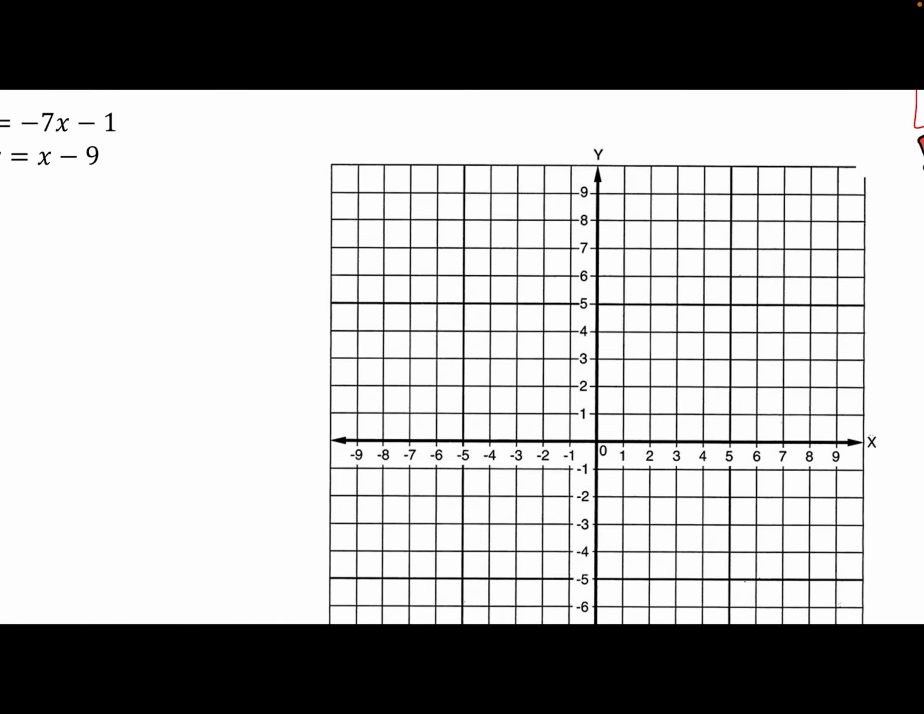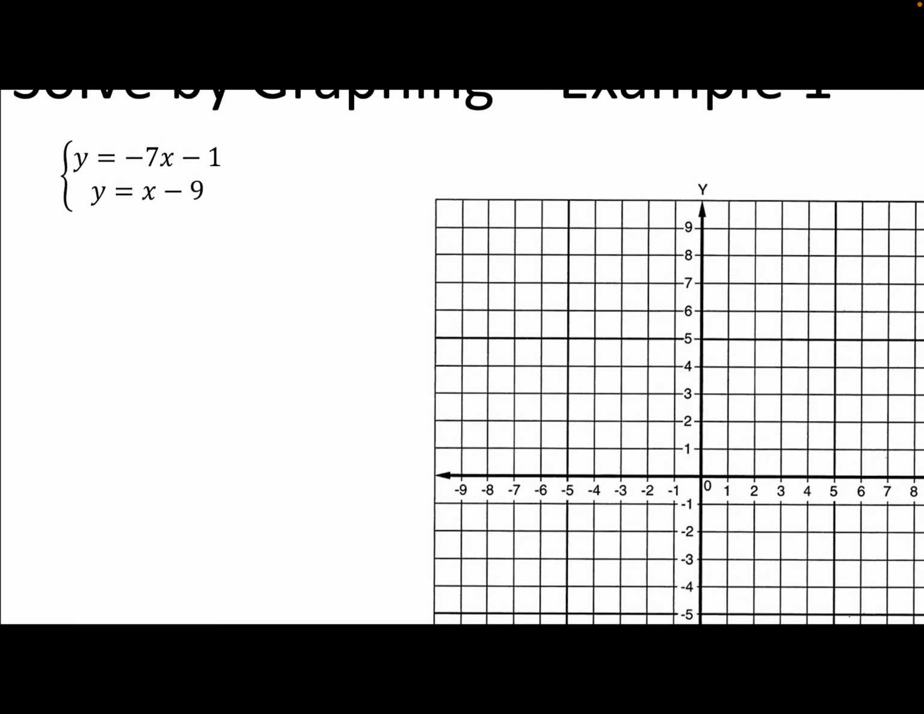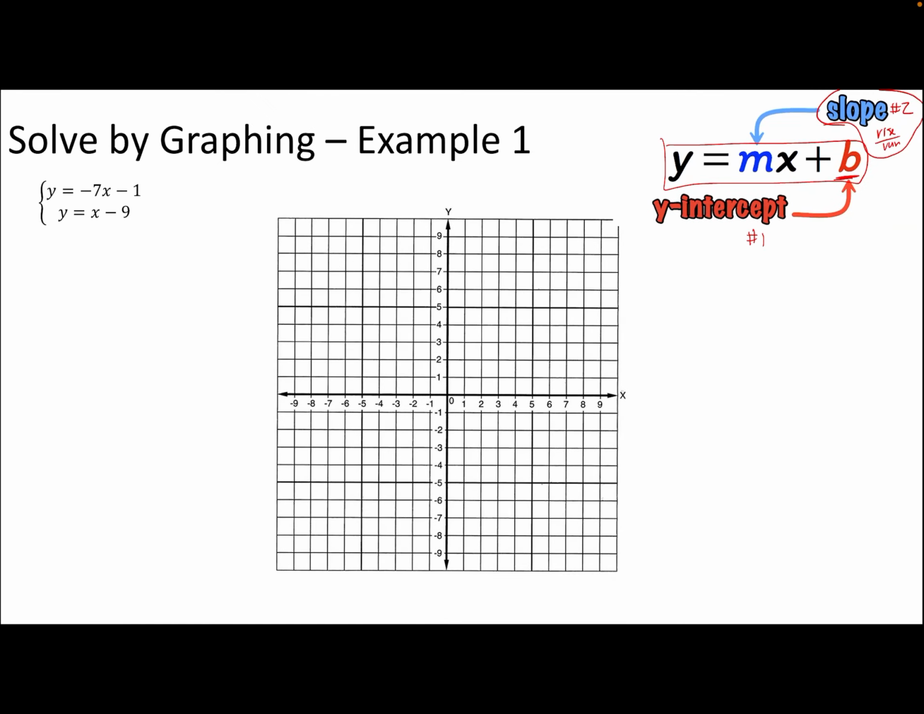So here we go. Our first equation over here is y equals negative 7x minus 1. So I'm going to start with my y-intercept. It's always the number that's hanging out by itself, no variable. So that goes right on the y-axis, negative 1. And then from there, number 2 is this number in front of the x. For us, that means our slope is negative 7.